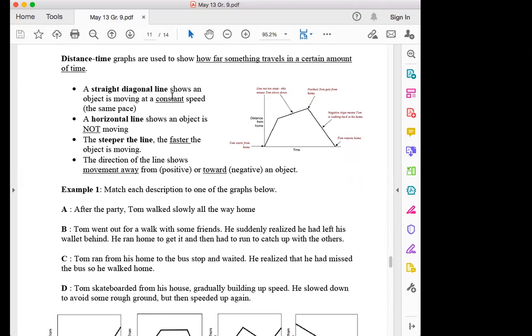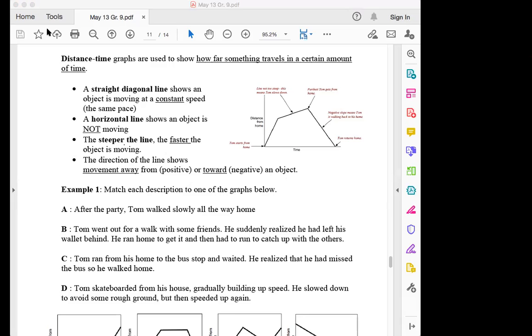A straight diagonal line shows an object is moving at a constant speed, so at the same pace. A horizontal line shows an object is not moving at all. And the steeper the line, the faster the object is moving. The direction of the line shows movement away from or towards an object.